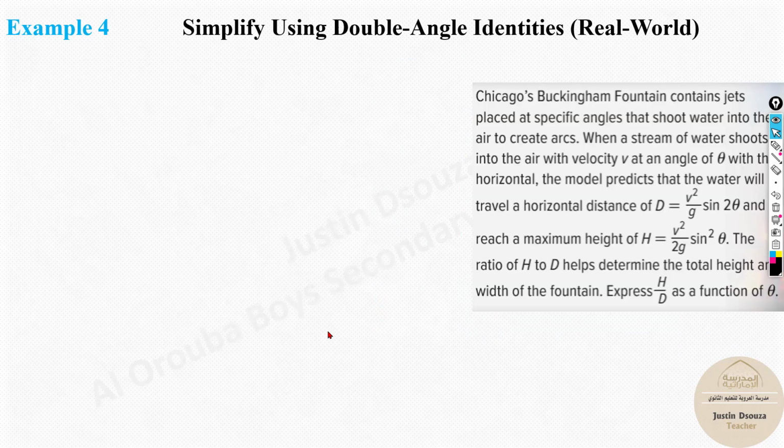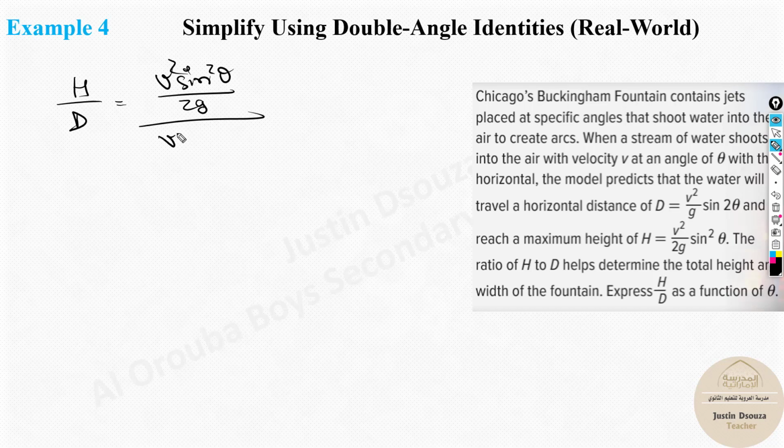Here, all you need to do is just the ratio of h and d. So that is the height and the distance. H divided by d. Let's write the formulas. I will write the entire numerator: v squared into sine squared theta, divided by 2g. Now this whole thing is divided by d. What is d? That is v squared sine 2 theta divided by g.